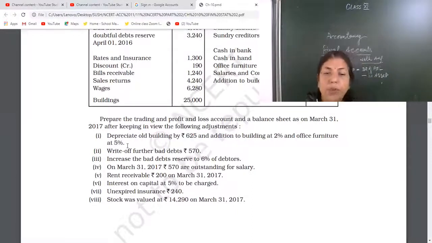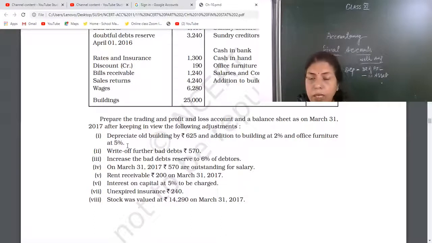Now, write up further bad debts. Further bad debts means new bad debts. So new bad debts, same adjustment: debit of P&L, minus in debtors. Very good. Now, increase the BDR by 6% of debtors. So 6% of debtors we will calculate, but before that, we should deduct further bad debts.